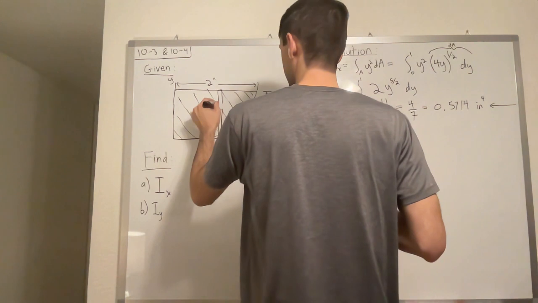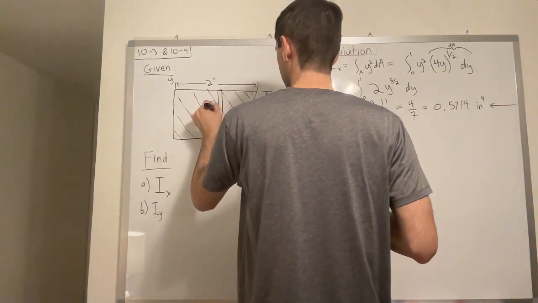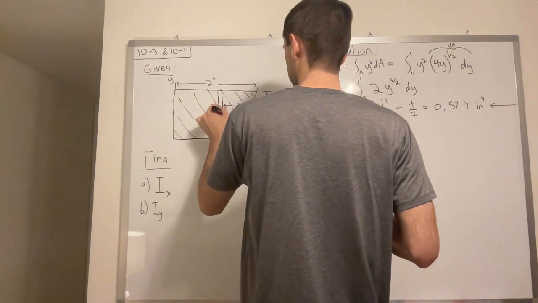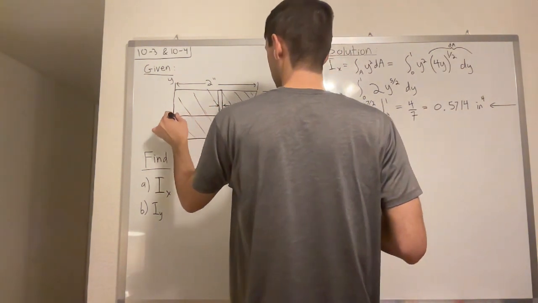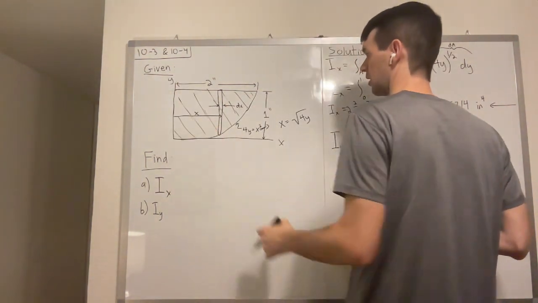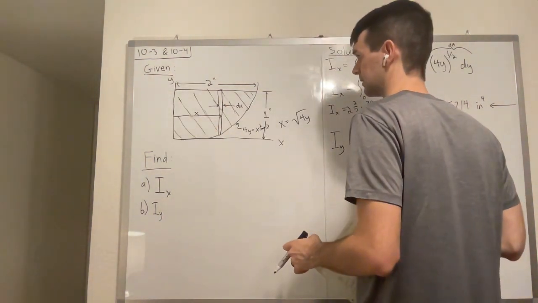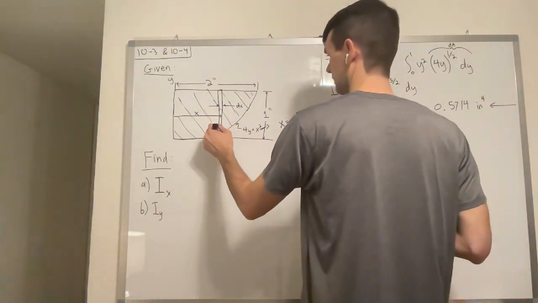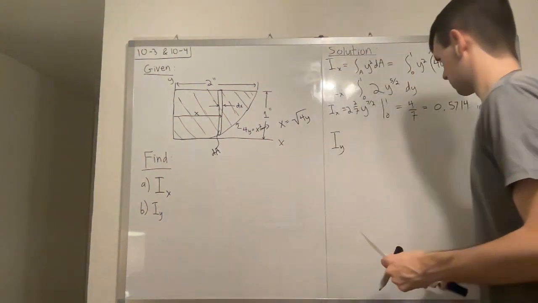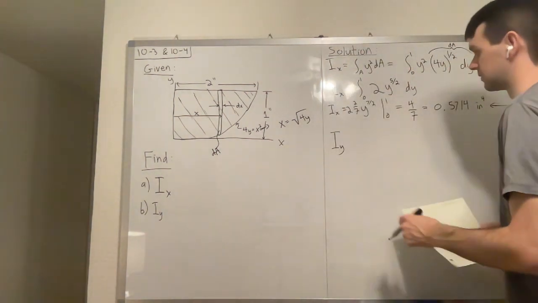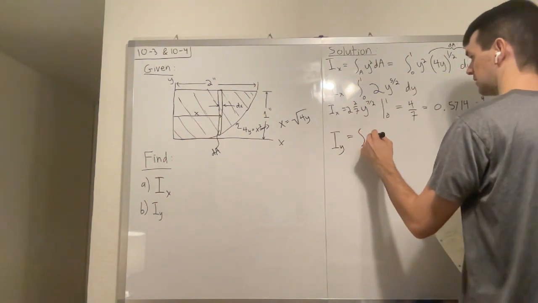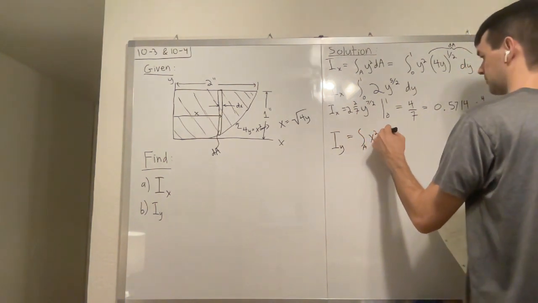Now we're going to look at a shape that looks like this. This is now going to be our cut, where it's going to have some dx, and it's at some x distance from our y-axis. So this is now our dA. This equation is going to look very similar. It's going to be the area integral of x squared dA.